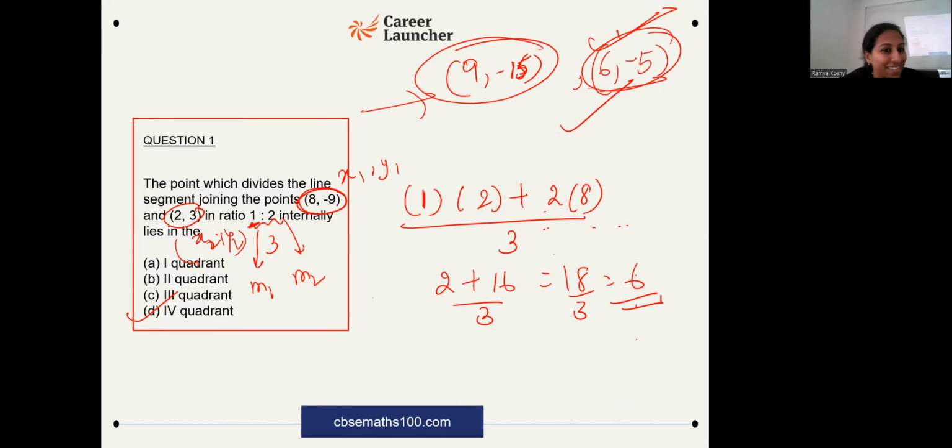I did by 2 instead of 3. Okay. All right. 6 minus 5 was the correct answer then. Okay. Not this. But anyway, it was fourth quadrant there, luckily.